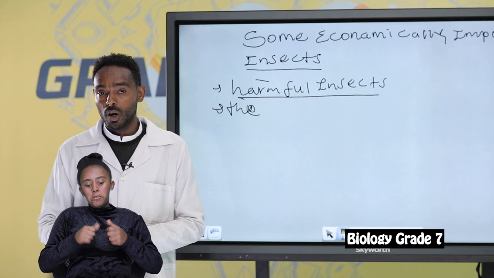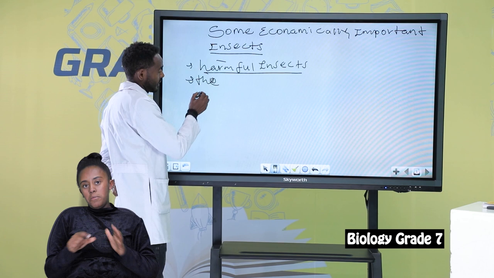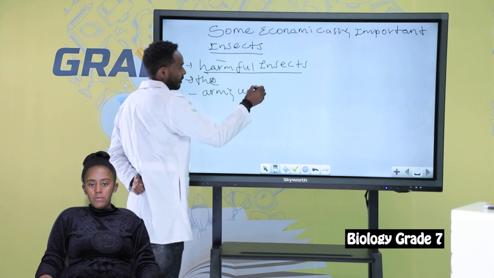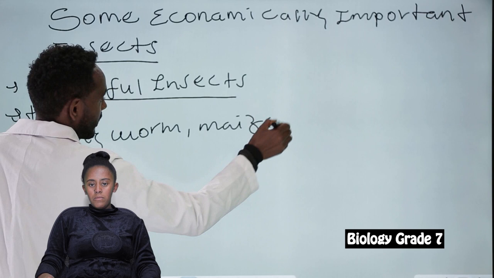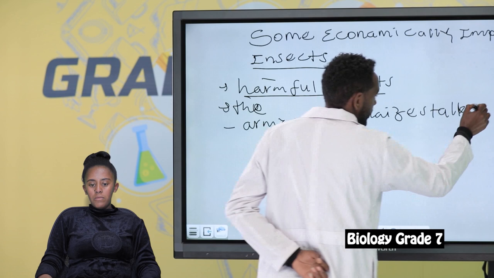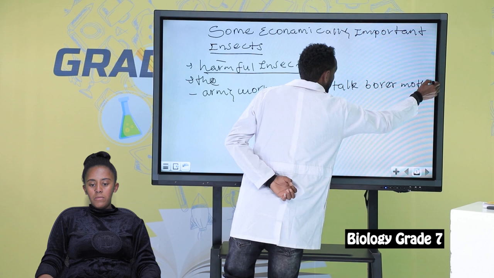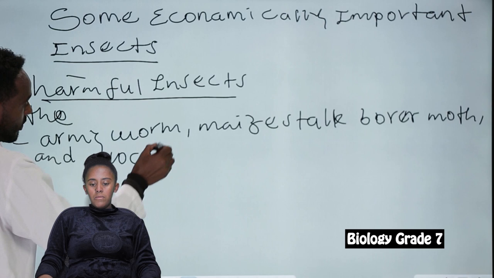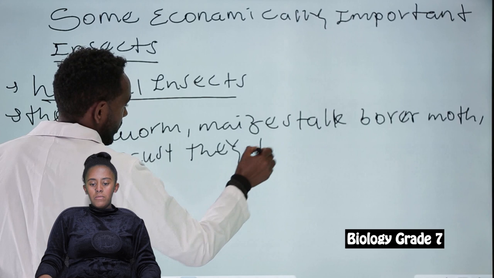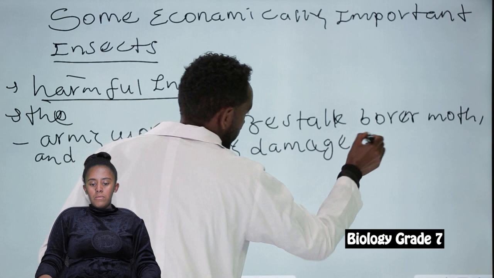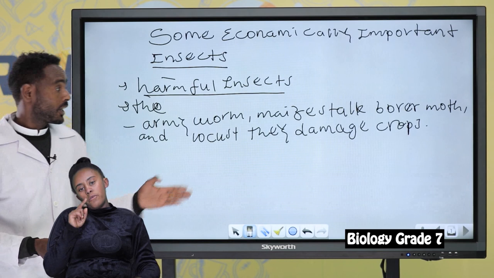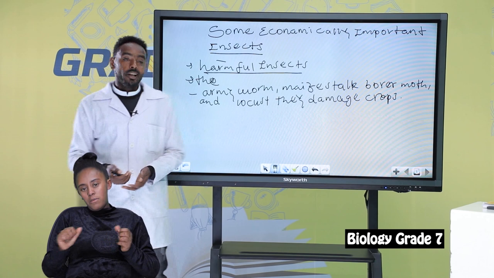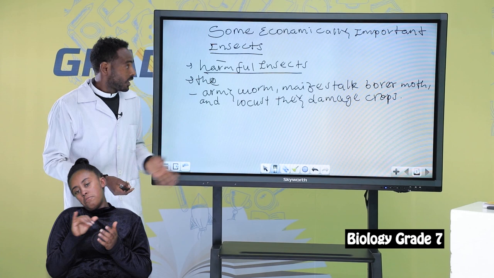If you take insects like armyworm, maize stalk borer, and the locust, they damage crops like maize, rice, teff, and so on. Dear student, now we see one by one about the insect which is called tsetse fly and armyworm.